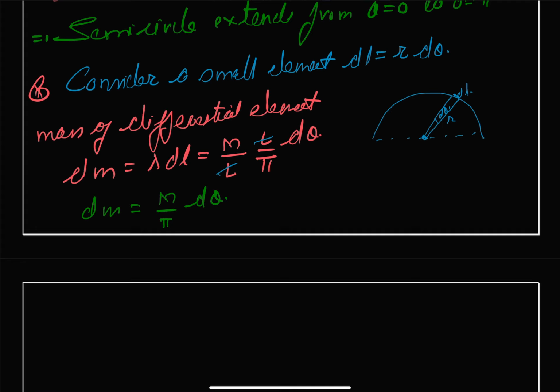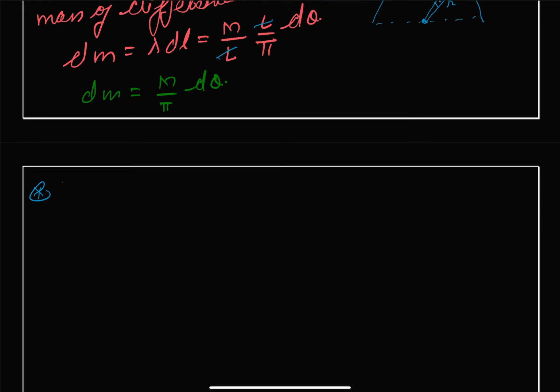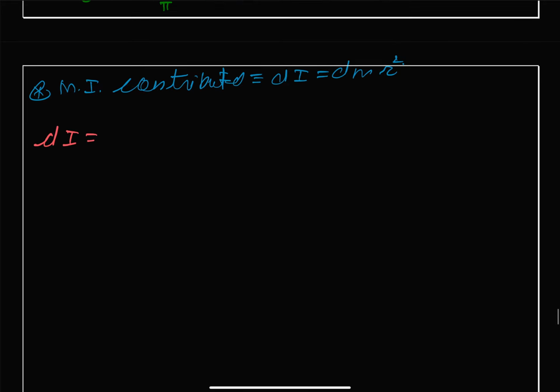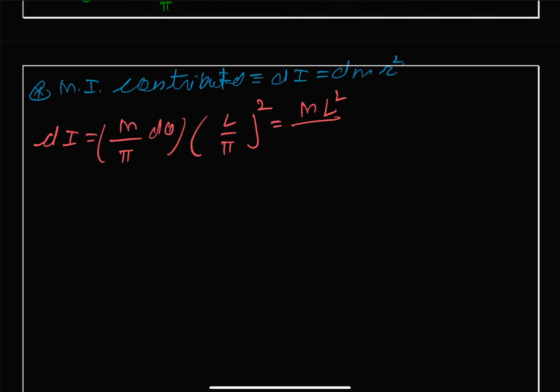And the moment of inertia contributed by this differential element, let us suppose that is dI, will be equal to dm r square. dm is m upon pi d theta, and r is L upon pi, whole square, which can be written as m L square upon pi cube d theta.